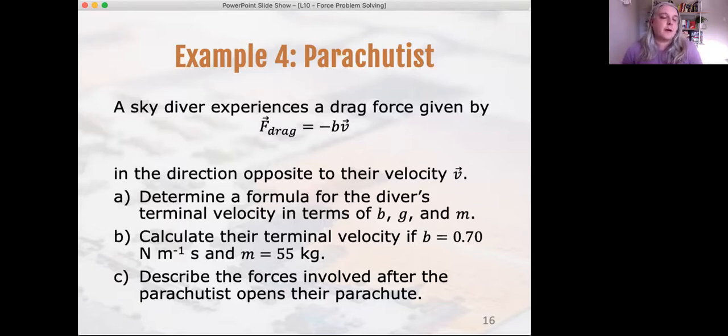But to start with, for part a, we're asked to determine a formula for the diver's terminal velocity in terms of b, g, and m. And then part b, we're given some values for b and m. We already know g, and we have to calculate that terminal velocity. And the last one is to then think about what happens if the parachutist opens their parachute. So a bit to take on board, let's jump over to the document camera.